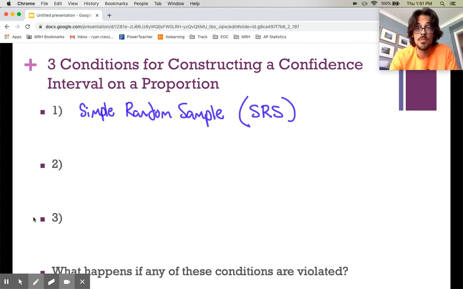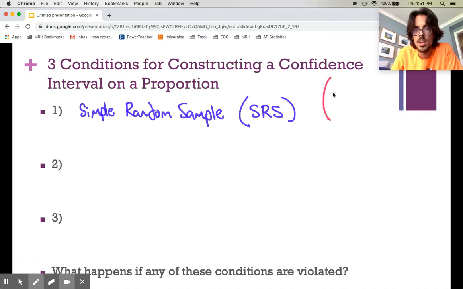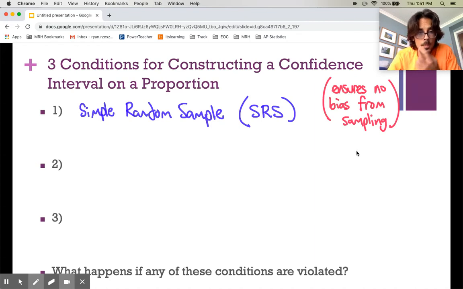If you don't have that, you risk running into bias in your results. So what I'll do next to each of these is I'll put a little reason for why we check them. So this ensures there is no bias from sampling. It doesn't prevent things like wording bias. Like if I make my question very slanted one way, even if I get an SRS, my data could still be biased. But it basically removes the possibility of sampling bias in your results.